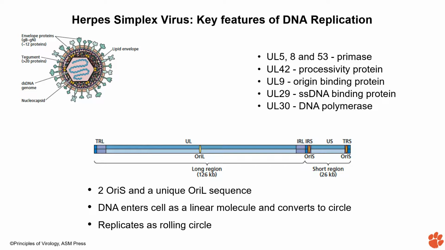Large virus, 150 kilobase genome, whereas adenovirus is a little bit smaller, about 35 kilobase, so this is like 3 to 4 times the size of an adenovirus, a very large virus. And the DNA basically is converted into a circular molecule, and it replicates as a rolling circle. So it's a very interesting idea.